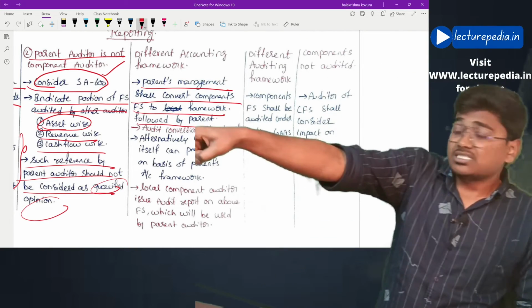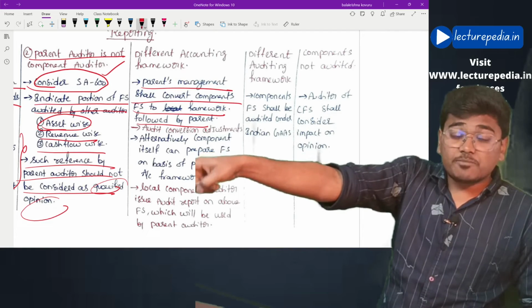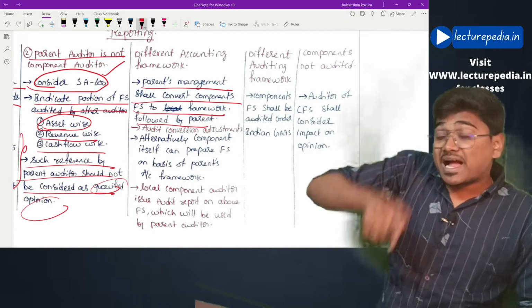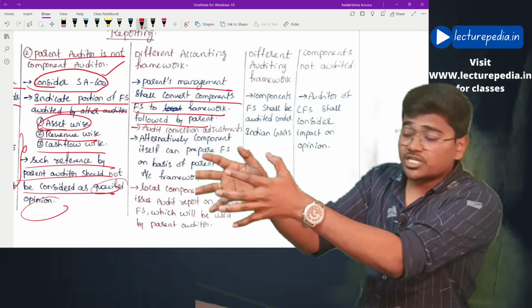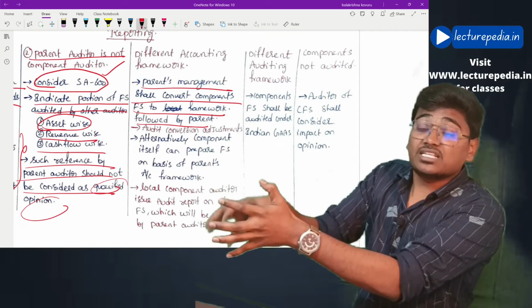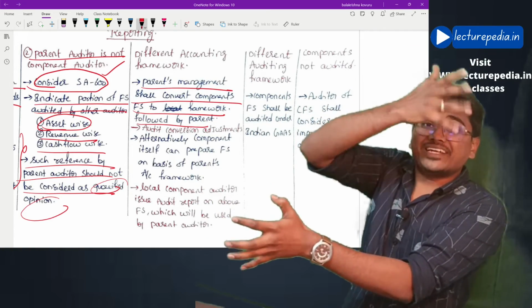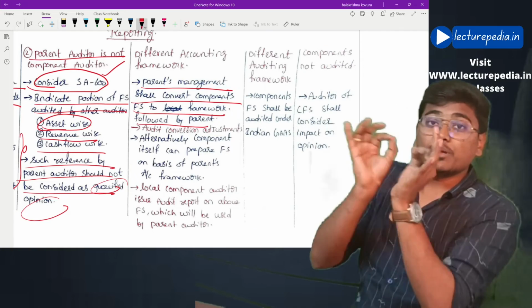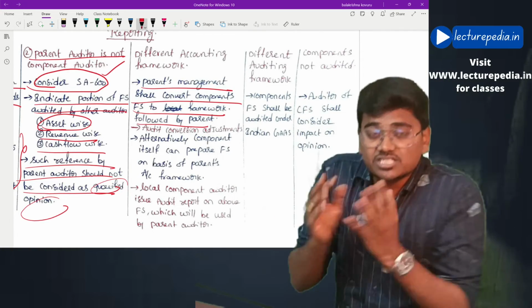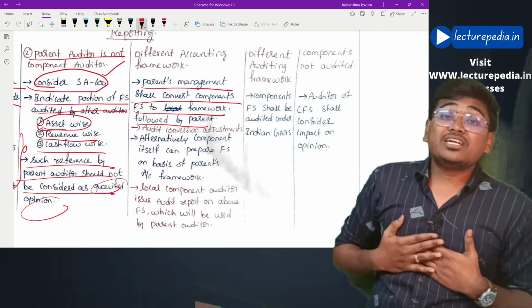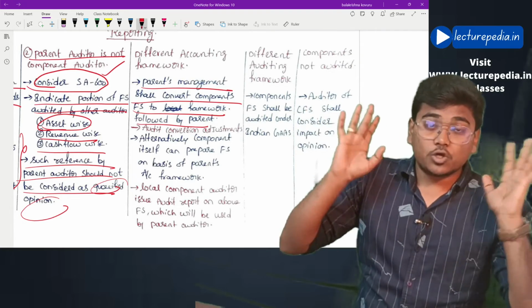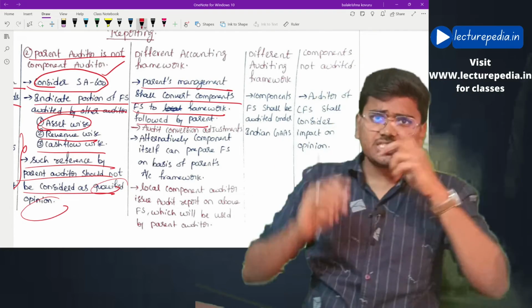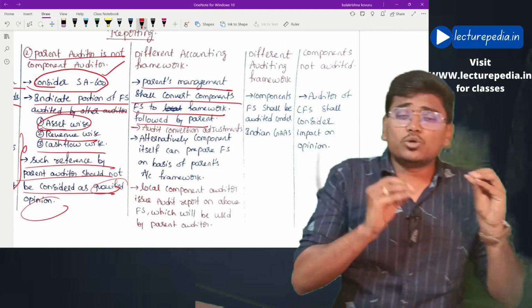The subsidiary is following a different accounting framework. Now, management has to convert the financial statements of that particular subsidiary into the accounting framework that is being followed by the parent entity. Such a conversion has to be made by management. Once such a conversion is made, what will the auditor do? The auditor will audit the conversion adjustments made by the management. Hope this is clear. This is the first thing that can be done if the accounting framework is different.